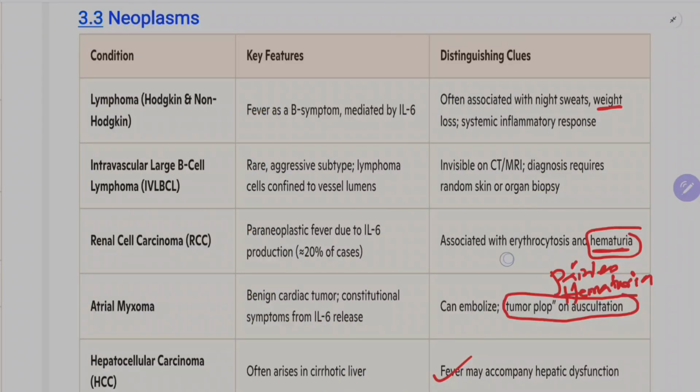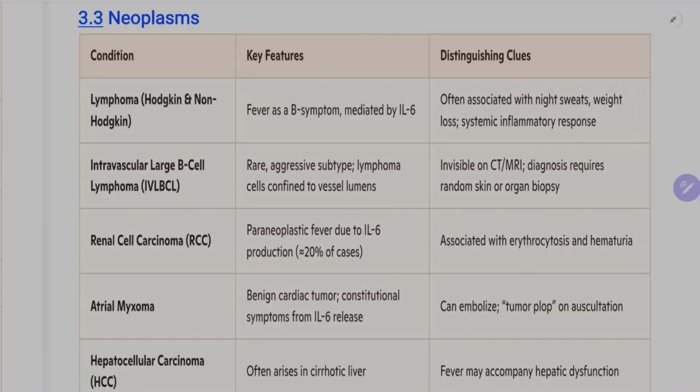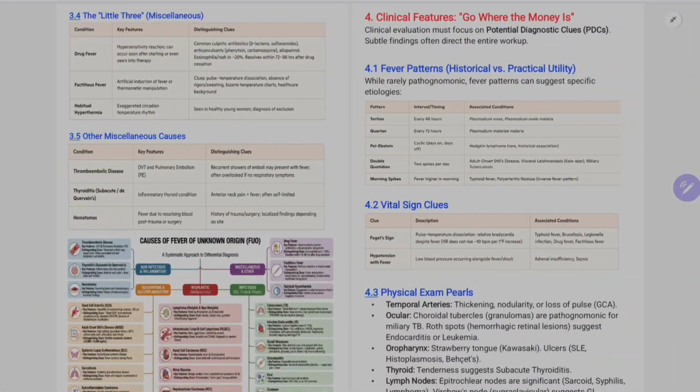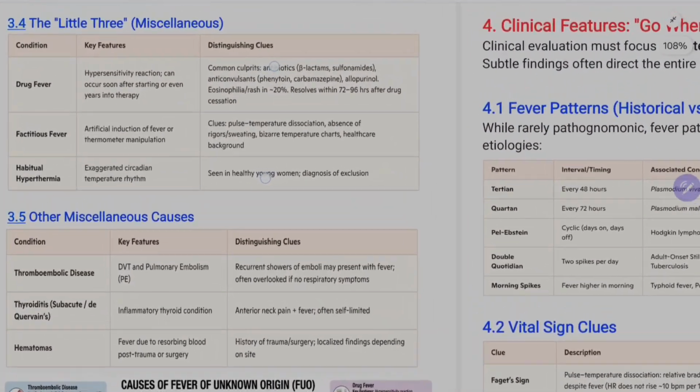Okay. So number one is lymphoma, Hodgkin or non-Hodgkin. Night sweats and weight loss will be there along with constitutional symptoms. That is a very important distinguishing feature. Then intravascular large B-cell lymphoma, then atrial myxoma, renal cell carcinoma, and hepatocellular carcinoma. So we have discussed the big three. Now coming to the little three.